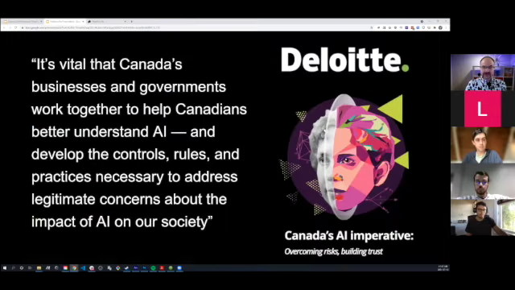And business actually understands and respects these points. This is, again, from Deloitte. They have a series of reports called Canada's AI Imperative, and it's not just Canada specific, though. I'd recommend it as more reading to everybody. They make this point for social and ethical responsibility, saying that Canada's businesses and governments have to work together to help Canadians understand AI so that we can develop controls, rules, and practices to address those legitimate concerns about the impact of AI on our society.